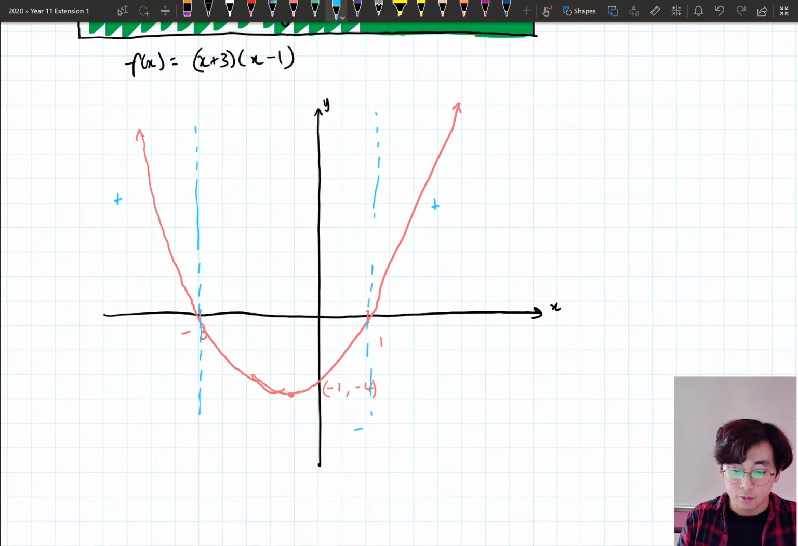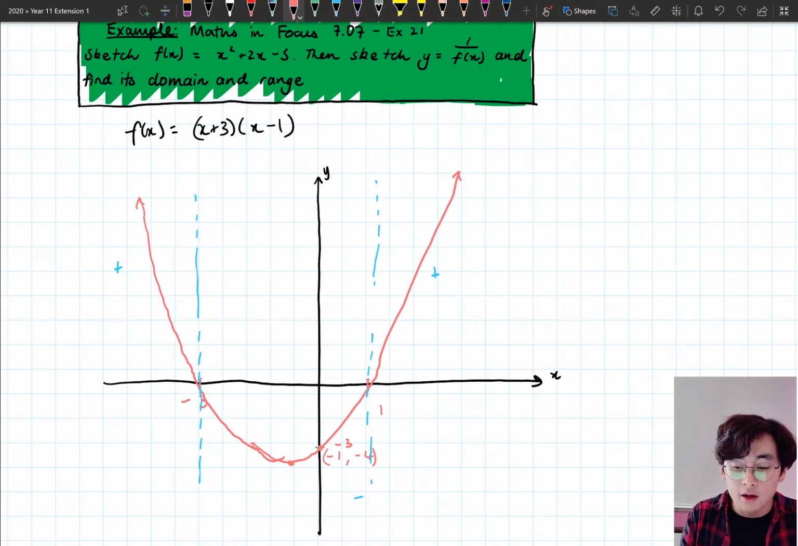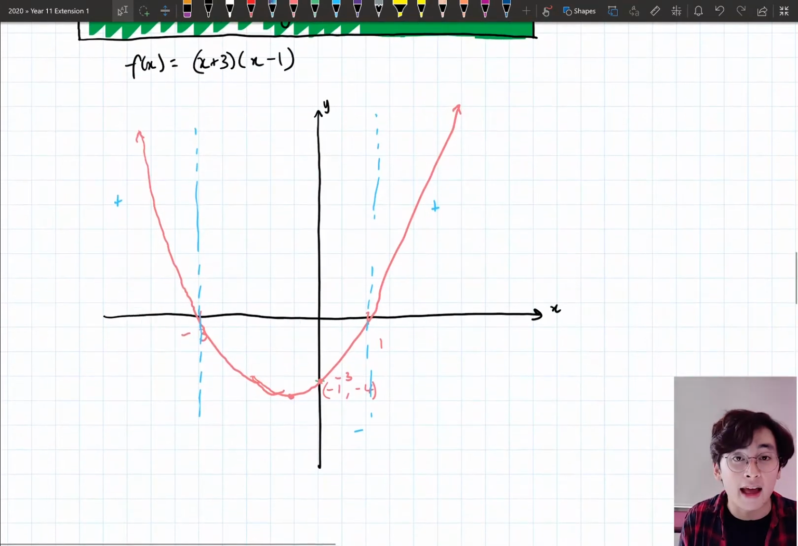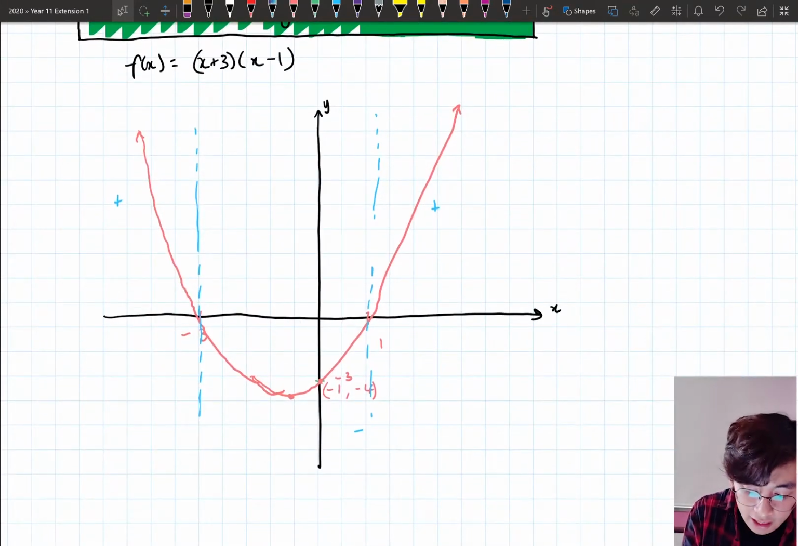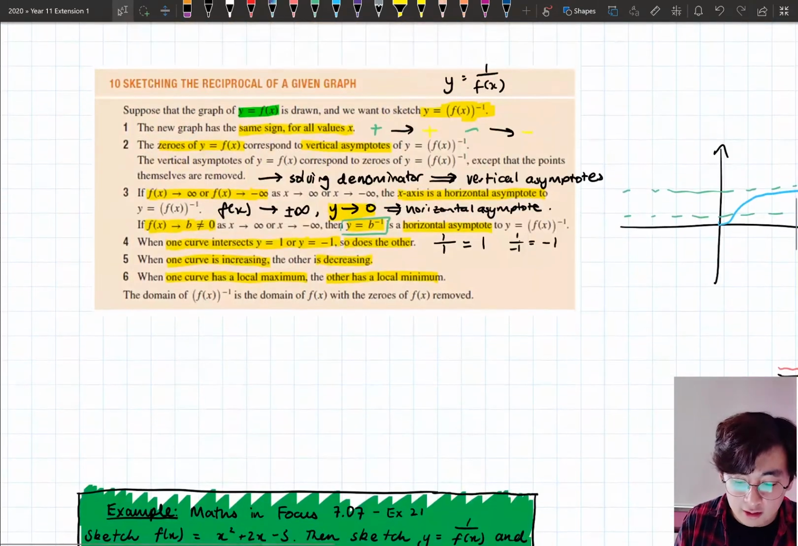Okay. Also, it might be helpful for me to draw the y-intercept, which is at -3. Okay, cool. The next step is the zeros of f of x correspond to the vertical asymptotes. Now, the zeros are just where my x-intercepts are for my original function. So I have an x-intercept at -3, and I have an x-intercept at 1. So those two dotted lines are going to be my vertical asymptotes for my reciprocal function. Okay, that's the second dot point.